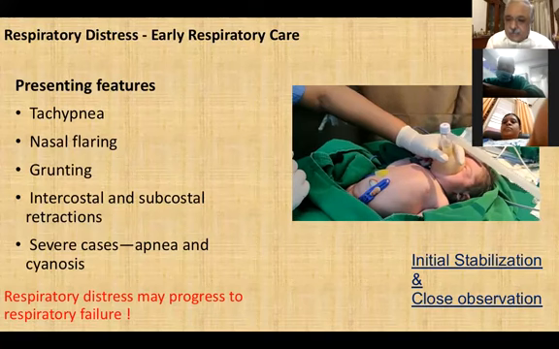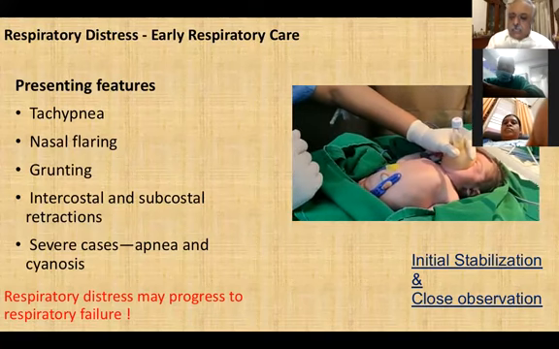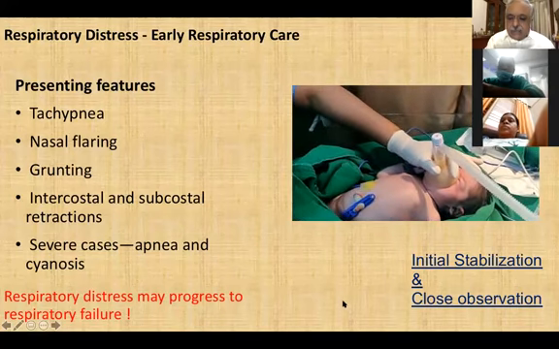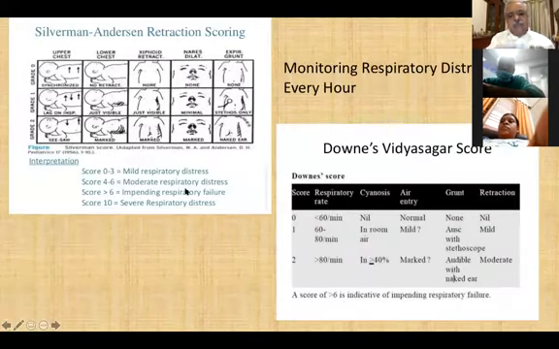Probably it could be transient tachypnea of the newborn. It may settle down, so close observation for the next few hours is important. When you think of that, you would have to monitor this baby, either leaving this baby in the care of a nurse who is an excellent person to be closely observing. You have the standard things which are available.